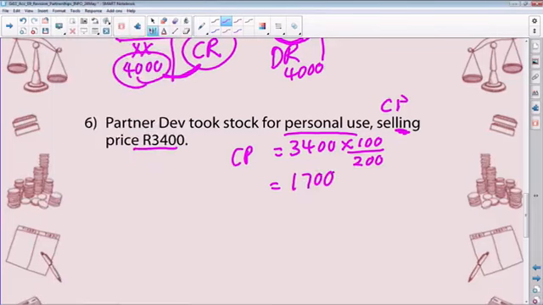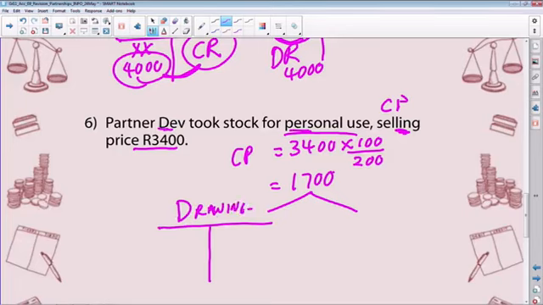Right, so let's look at the two accounts that will get affected with the 1,700. The first account, you have a partner taking something for personal use. So immediately, one account is drawings, partner Dev. And then the second account, he's taking stock, so the second account will be trading stock.